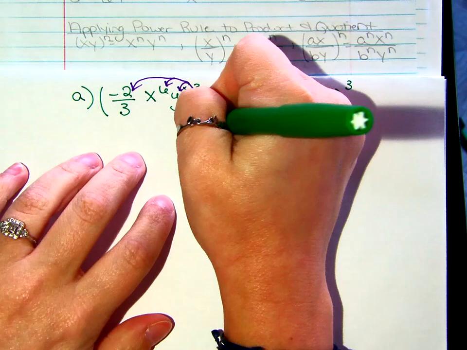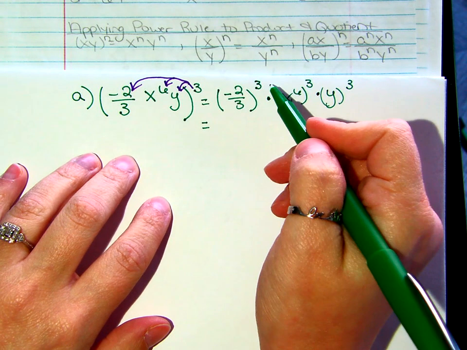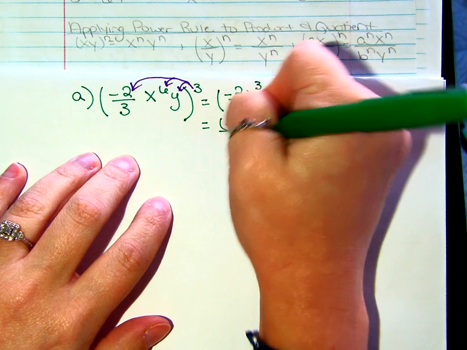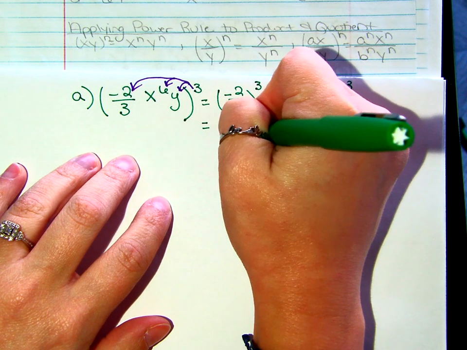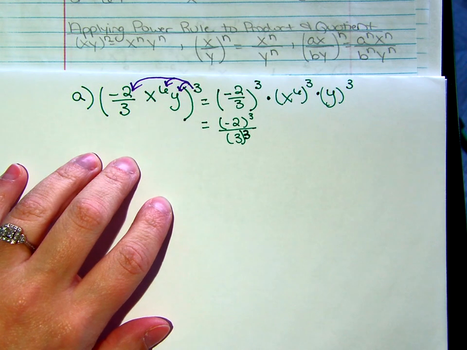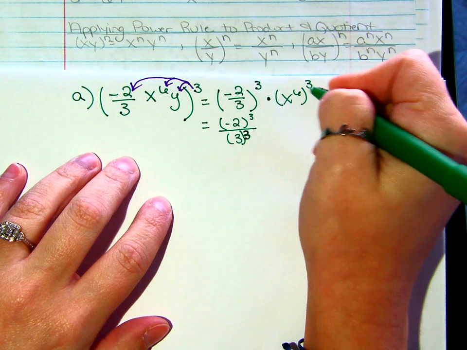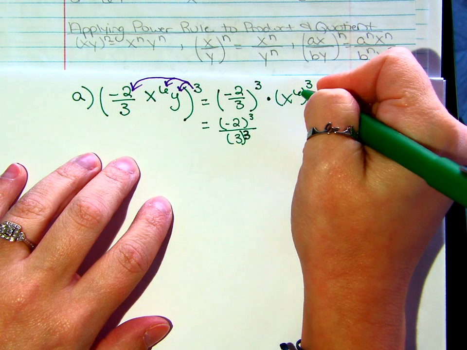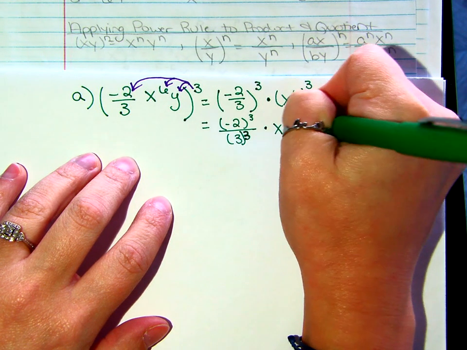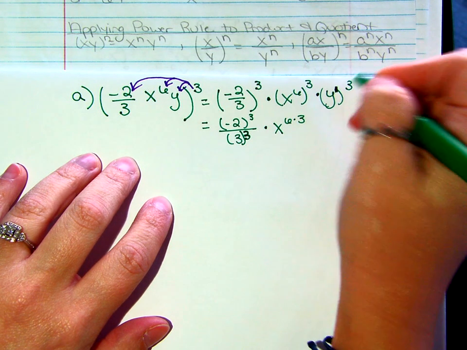Negative 2 to the 3rd power over 3 to the 3rd power. You can keep writing it out the long way if you like. Whoops, that's a 3. Using my power rule here, I have x to the 6th to the 3rd. So that'd be x to the 6th times 3. And then here, there's no exponent on that y, so we understand that to be a 1. So that'd be y to the 1 times 3.